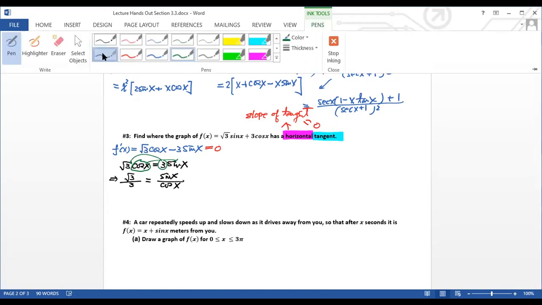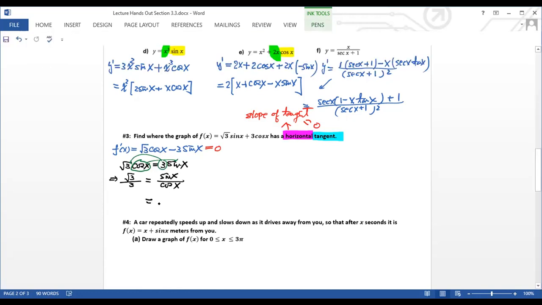Okay, now what is sine over cosine here? This is tangent x here. So now tangent x is equal to the square root of 3 over 3. So that's why I have tangent x equal to the square root of 3 over 3. So by unit circle, you still remember the unit circle here.